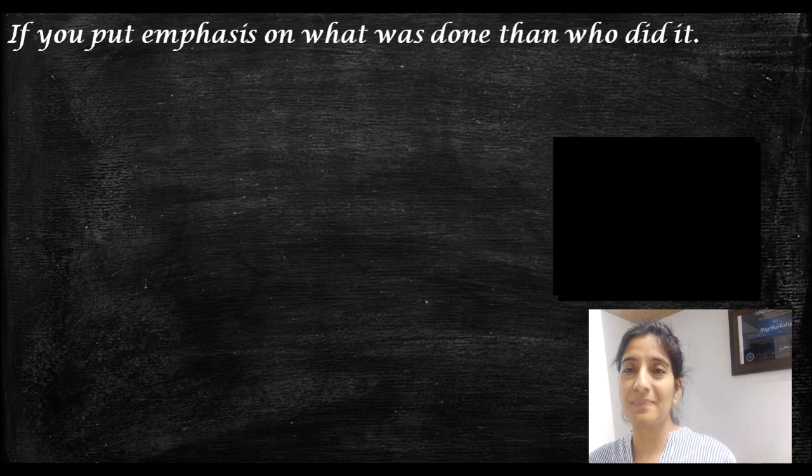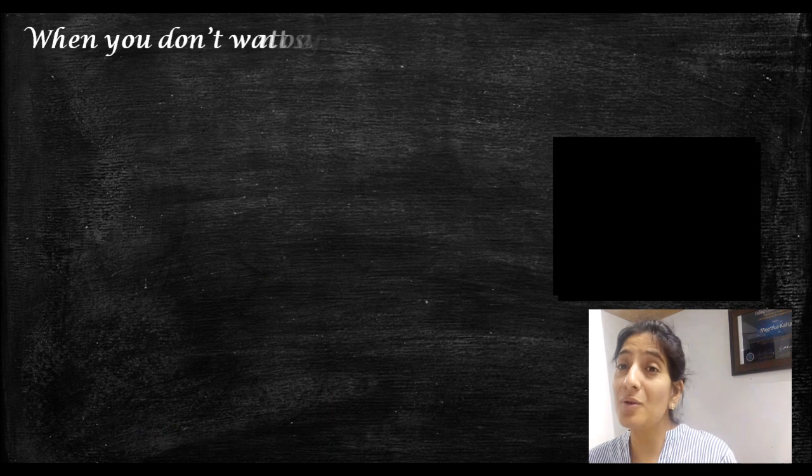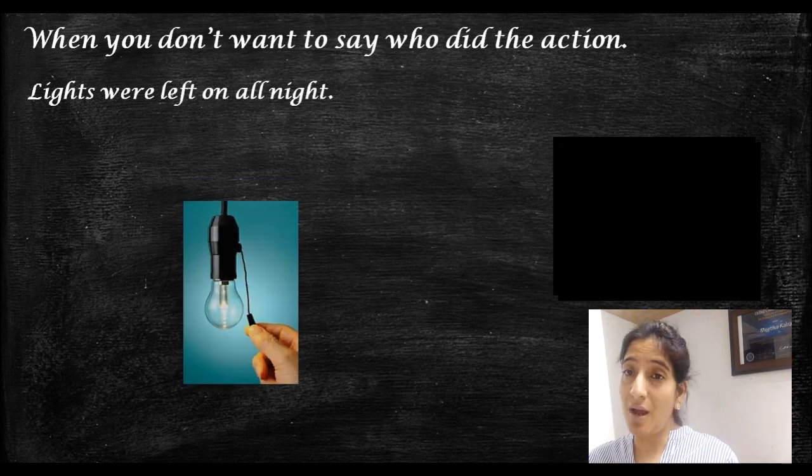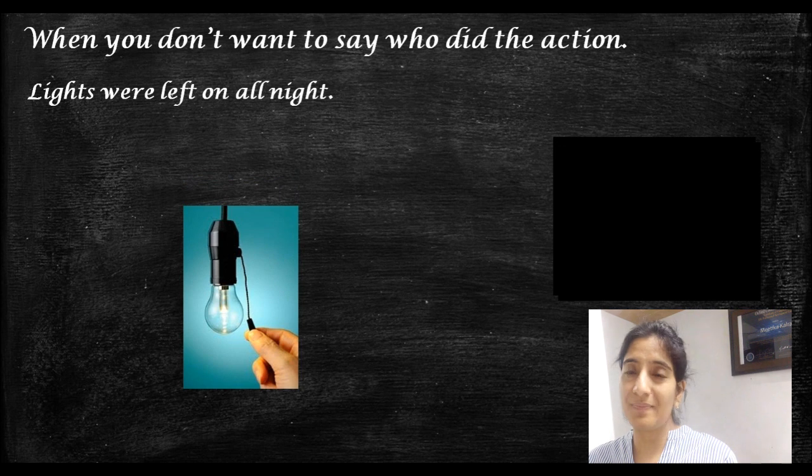Number two, we use passive when we don't want to say who did the action. Maybe because we are trying to avoid the responsibility for something we did, or we don't want to get our mate into trouble. So if you say the lights were left on all night, you're being tricky, or you lack courage to say that you forgot to do that.